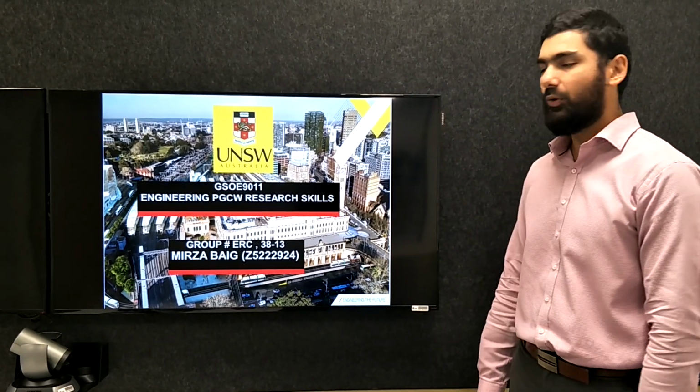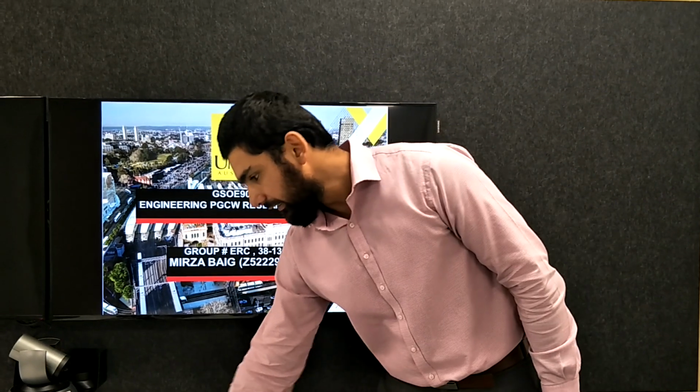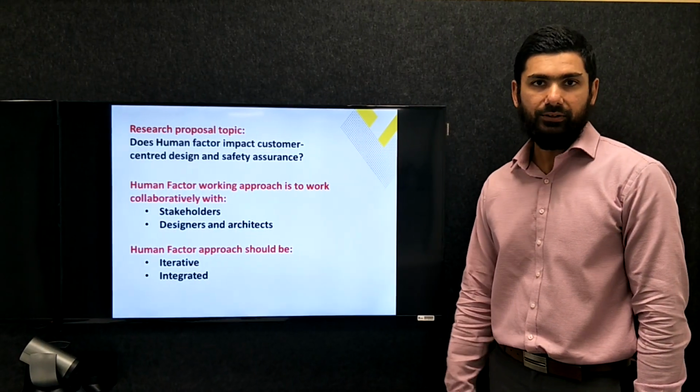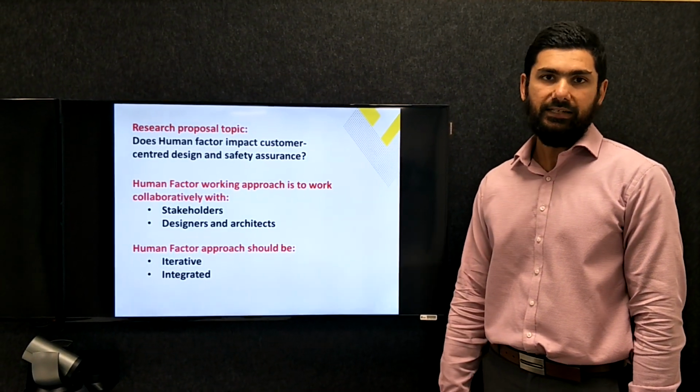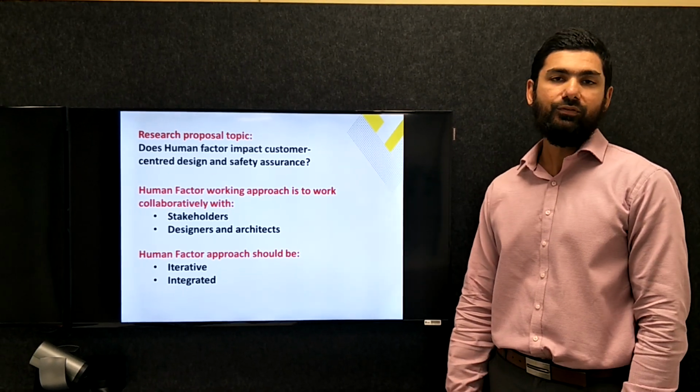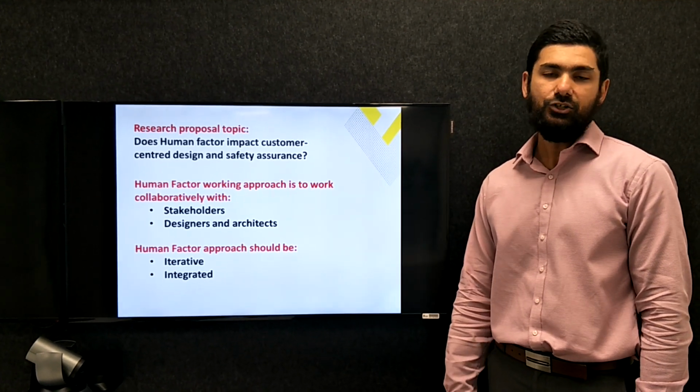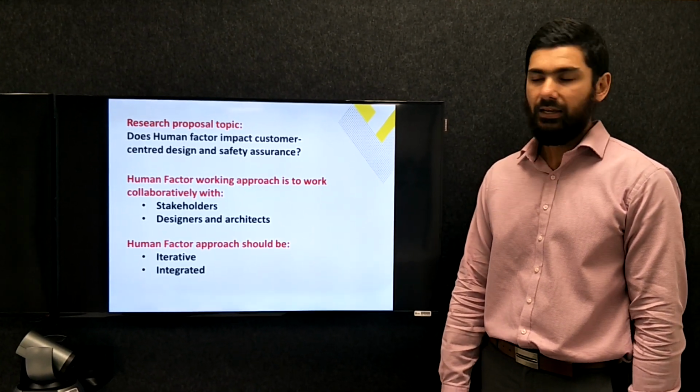The topic of my proposal is how does human factor impact customer-centered design? And the area of interest that we've picked is the central station at Sydney.